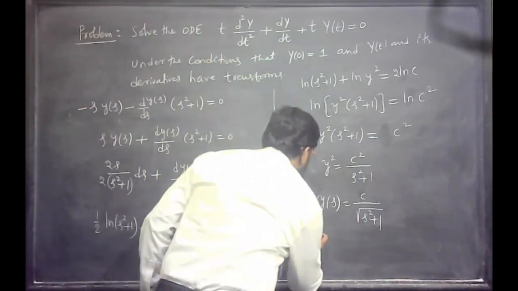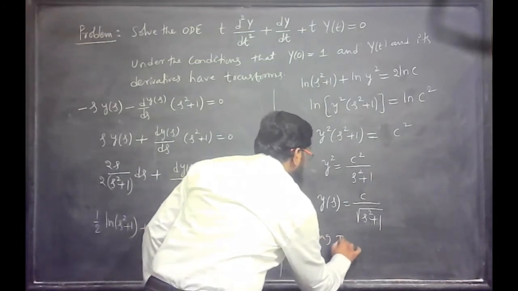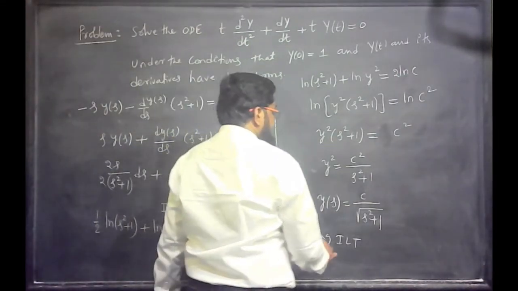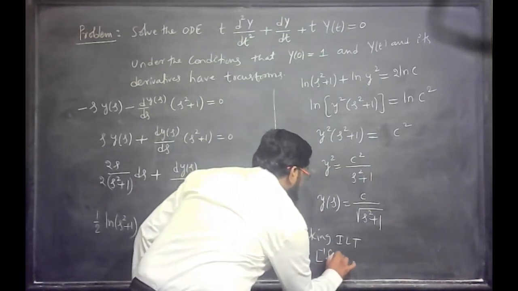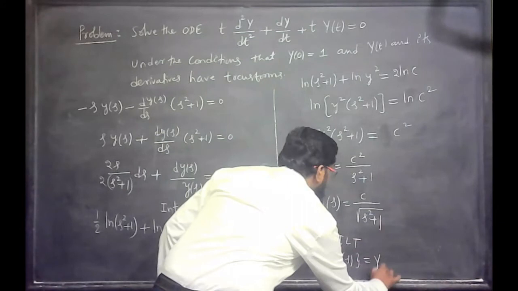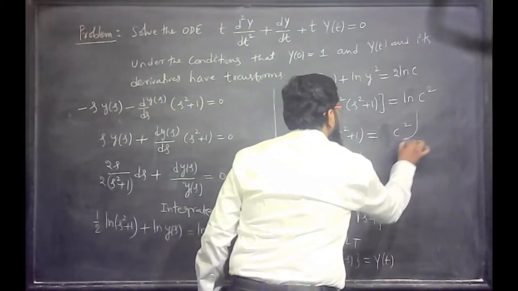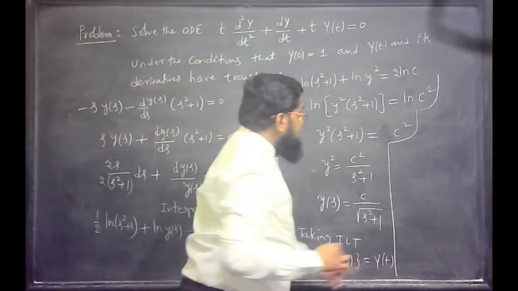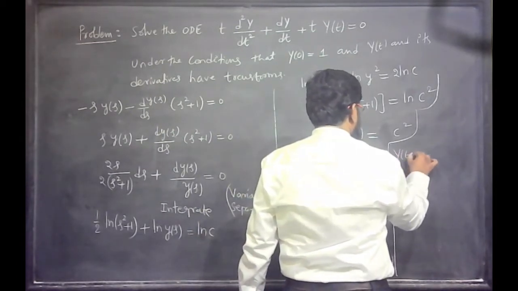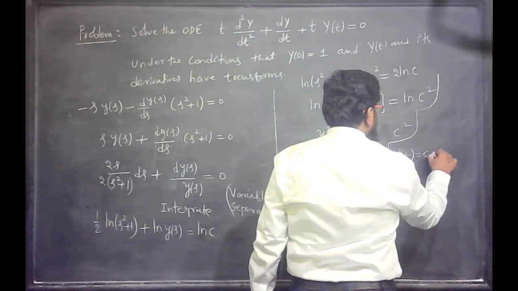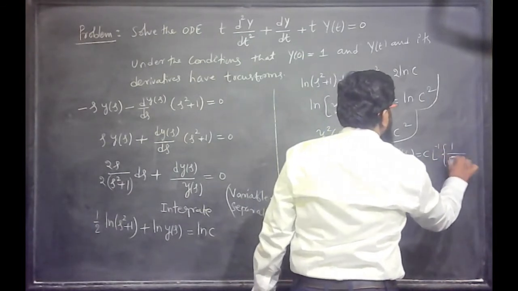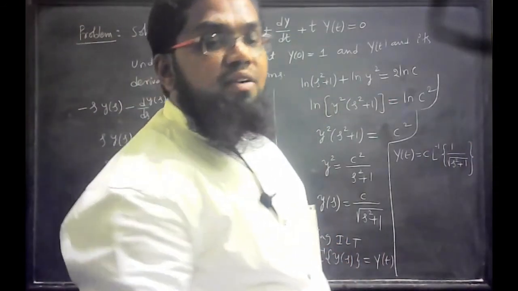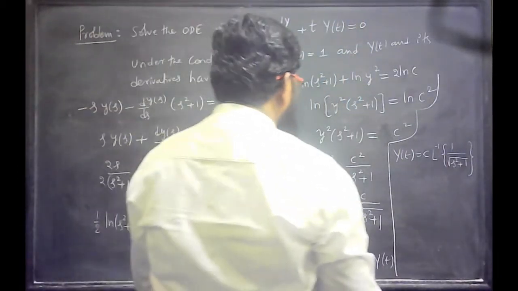Taking inverse Laplace transformation. So let us take the inverse Laplace transformation. If I take the inverse Laplace transformation of y of s, it will be equal to capital Y of t. So now see here, inverse Laplace transformation I am getting finally as y of t. So y of t will be equal to c, anyway constant you can pull out, times inverse Laplace transformation of 1 by square root of s square plus 1. Did you recognize this? This is the Bessel function of 0th order. So what is that formula, Bessel function of 0th order?